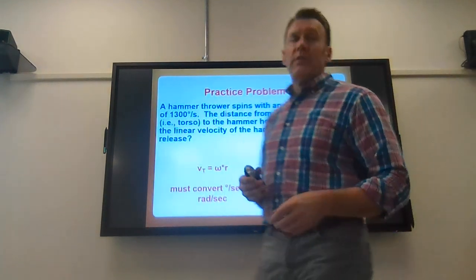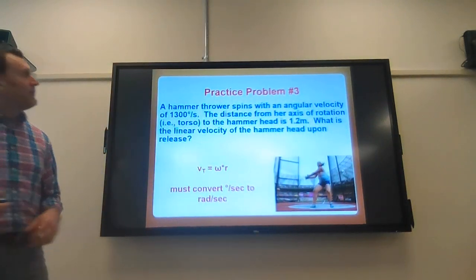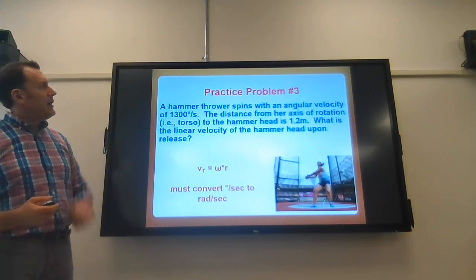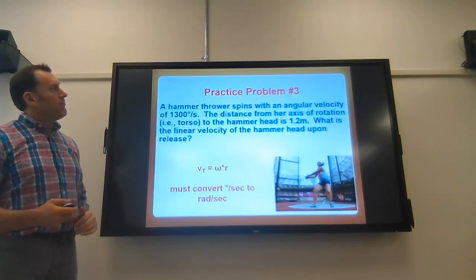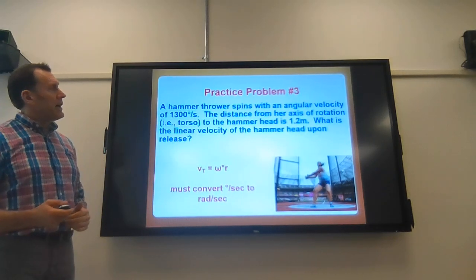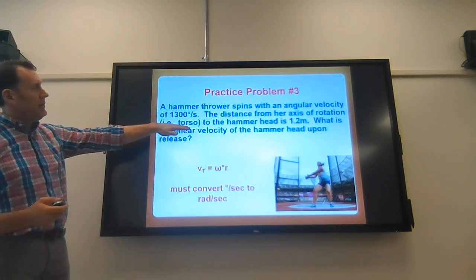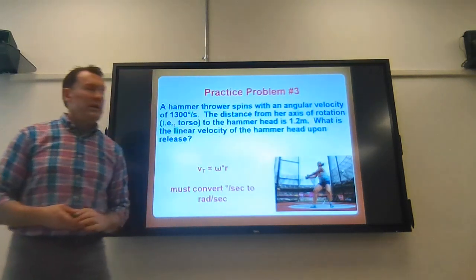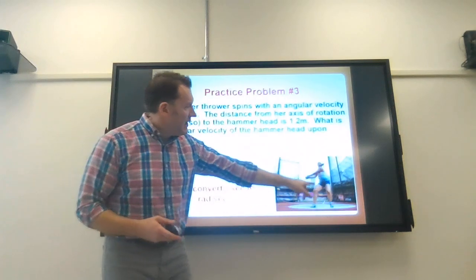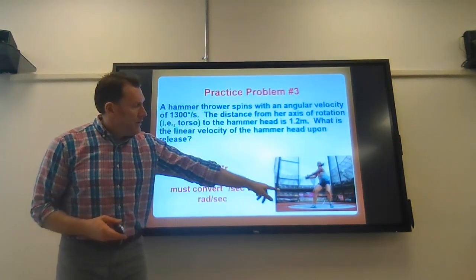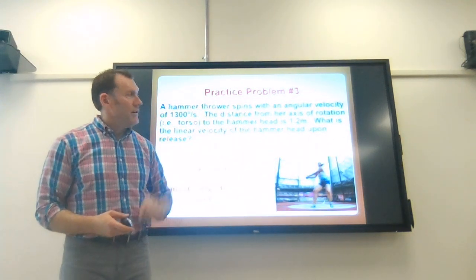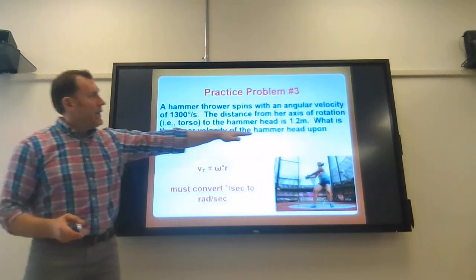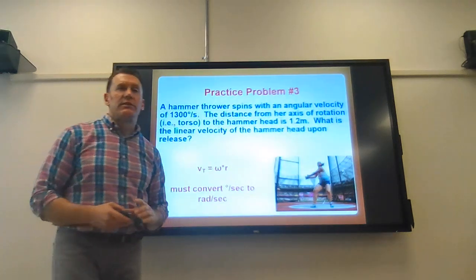Okay, so practice problem number three. A hammer thrower spins with an angular velocity of 1300 degrees per second. The distance from her axis of rotation, which is pretty much the torso, to the hammerhead is 1.2 meters. So you're talking about from the center of the body out to the hammerhead. What is the linear velocity of the hammerhead upon release?